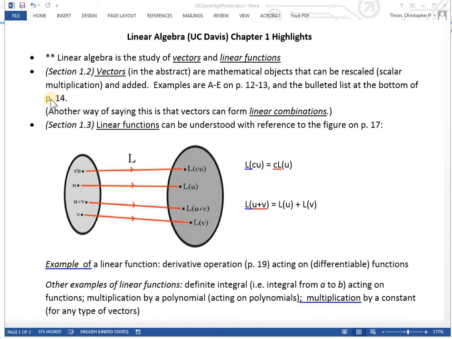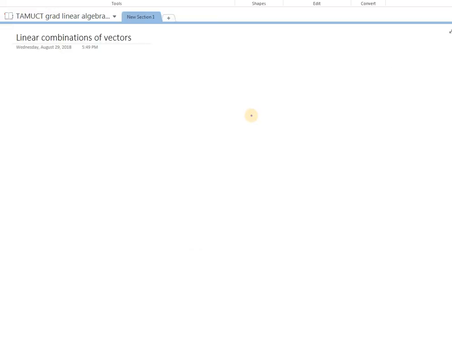Right, so one thing I forgot to mention about section 1.2 is this idea of linear combination. In fact, we can say a vector is a mathematical object with which we can form linear combinations. So let's look at what a linear combination is. In general, the formula will look something like this.